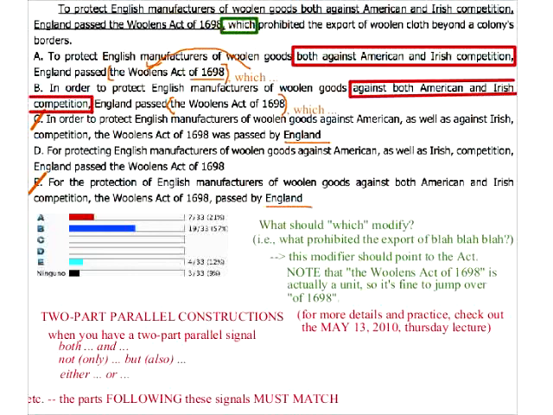So this is enough to resolve the difference between these two choices, because if you say both against American and Irish, that doesn't work. So let's take a look. A and B. The construction here is both X and Y. So that's both and that's both. And people who are marking on the board, please don't.